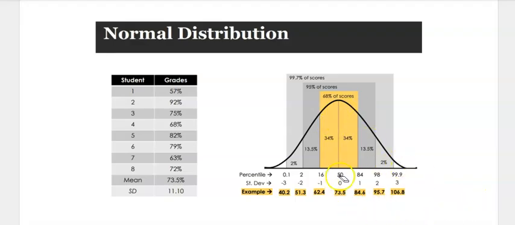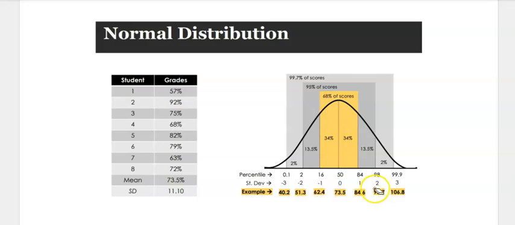And you can see that from the mean, the standard deviation is 1, 2, 3. So that is standard deviation plus 1, plus 2, plus 3, and this part is minus 1, minus 2, minus 3. So how much of the score distribution do they cover? You can see that the first standard deviation, from left to right, covers 68% of the scores.